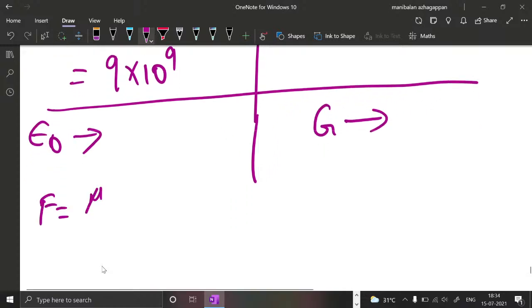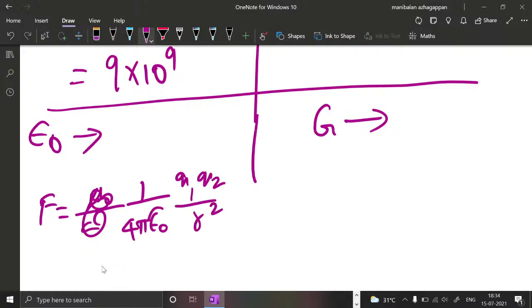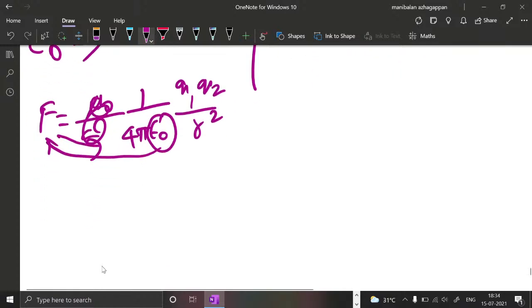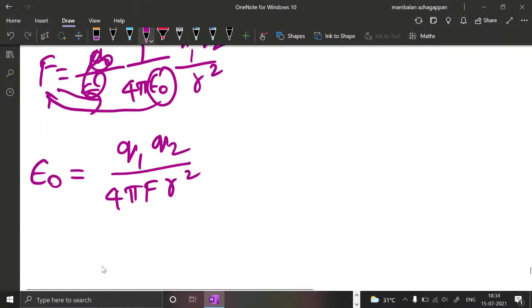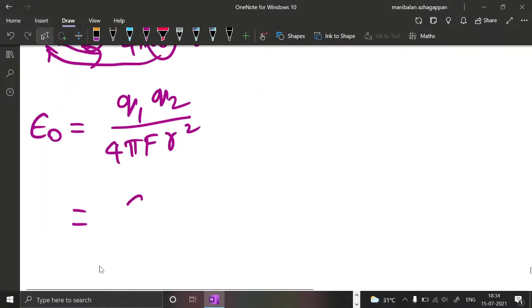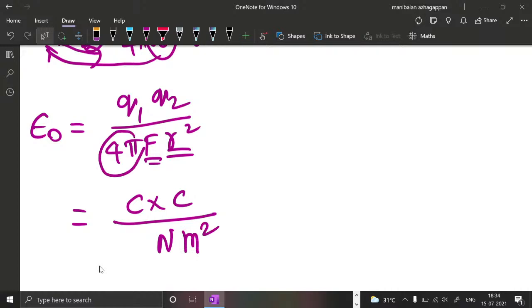F is equal to 1 divided by 4 pi epsilon naught, q1 q2 divided by r square. I am finding this one. Take this one that side, this one this side. So epsilon naught is equal to q1 q2 divided by 4 pi F times r square. Now what is the charge? Charge unit we can take as coulombs, coulombs into coulombs. Force unit is Newton, distance unit is meter square. For 4 pi it's a constant, there is no unit for it.